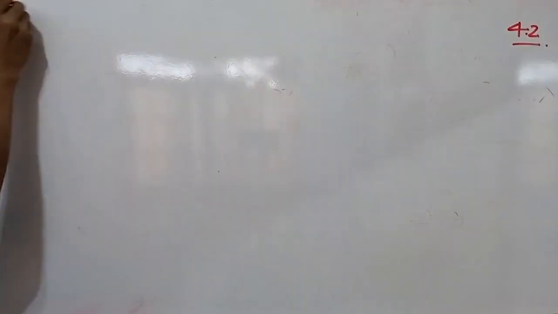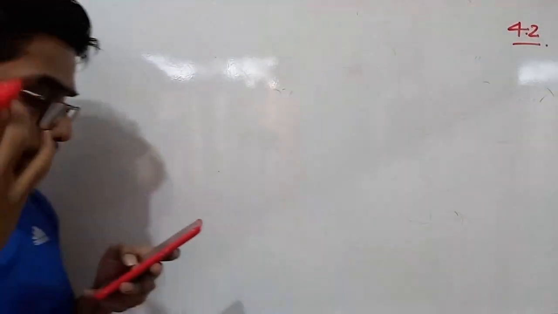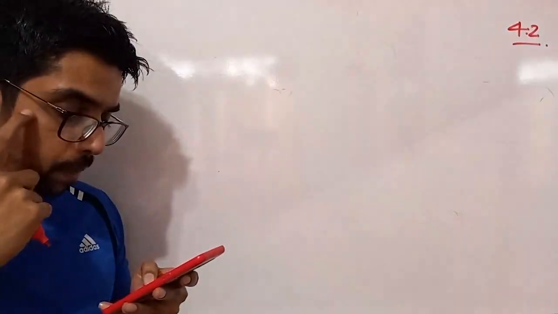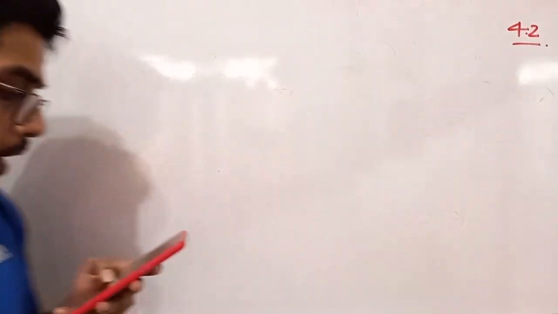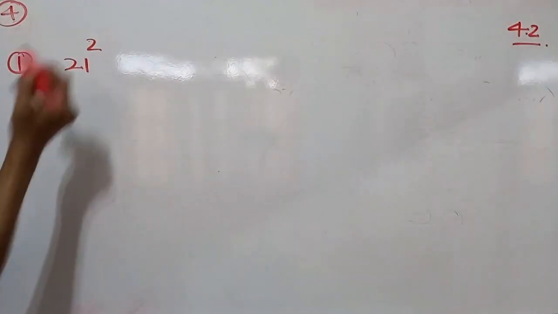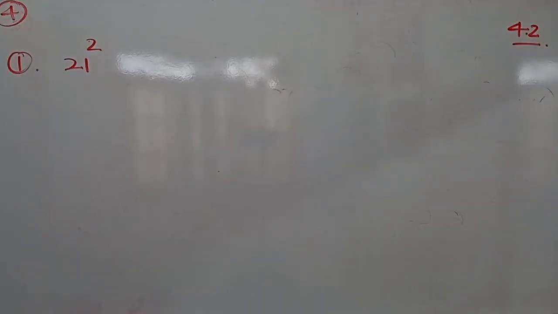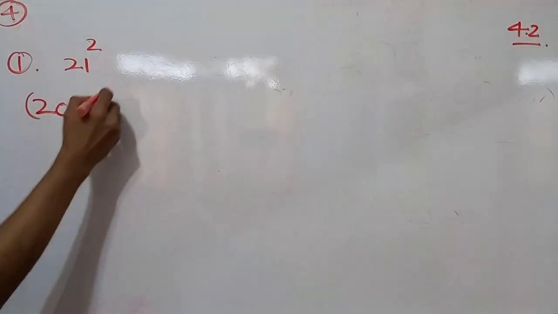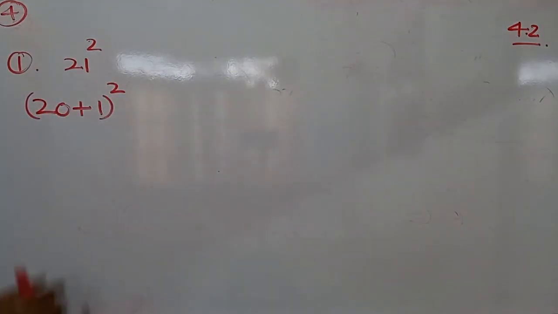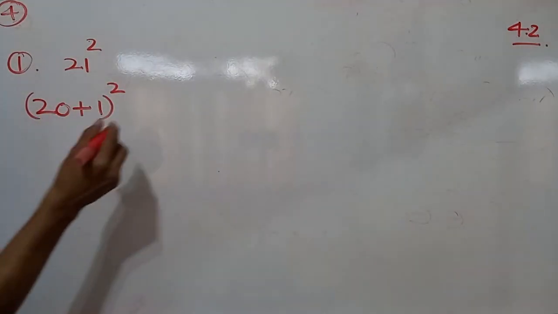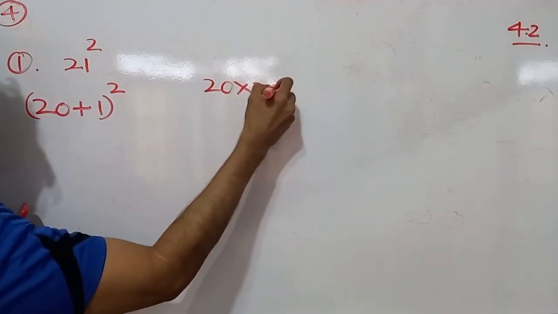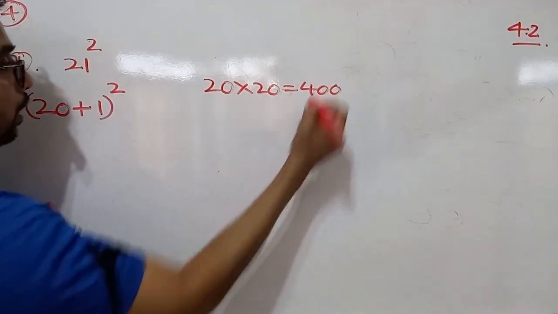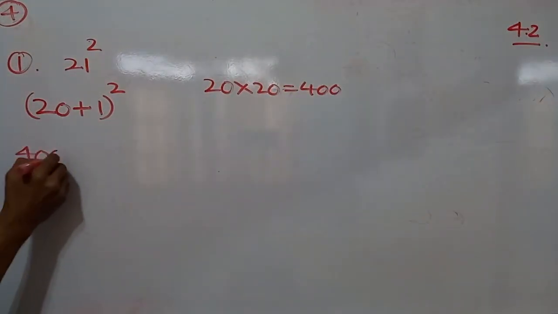Exercise 4.2, question number 4. Write each of the following as a square of a binomial expression and find the value, right? 21 square. Okay, so we can write this as what? 20 plus 1 whole thing square, right? So square of 20, that is what? 20 into 20, we know that is 400, right? So here we have 400.